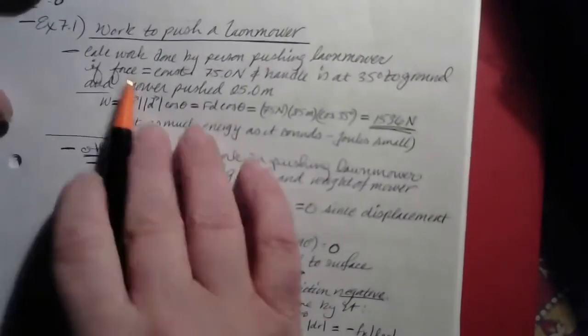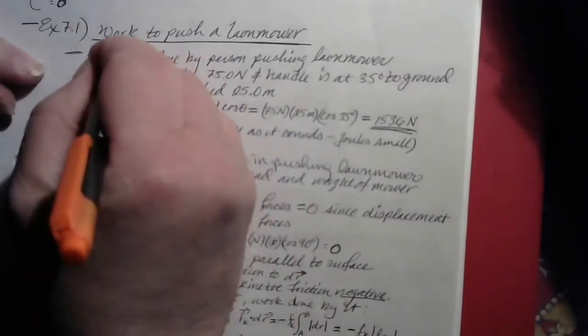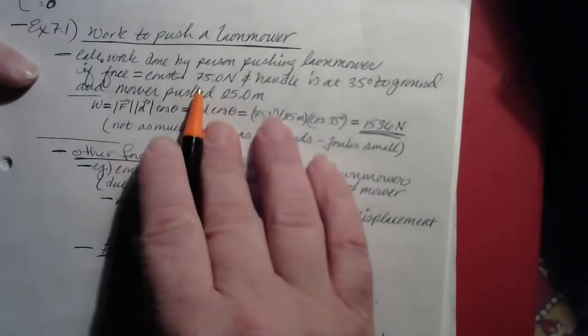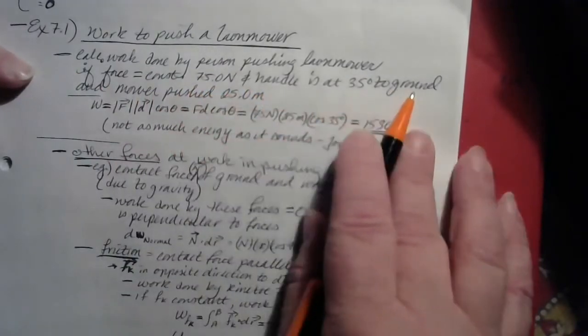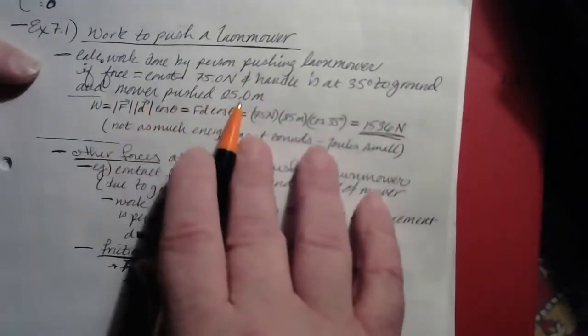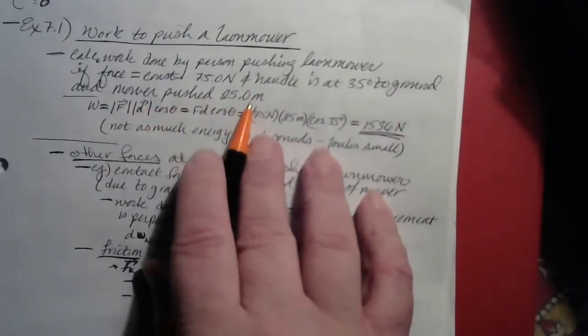We can look in a little more detail also at the example of a person pushing a lawnmower. If you want to calculate the work done by a person pushing a lawnmower, if the force is constant at 75 newtons and the handle is at 35 degrees to the ground, and the mower is pushed 25 meters.